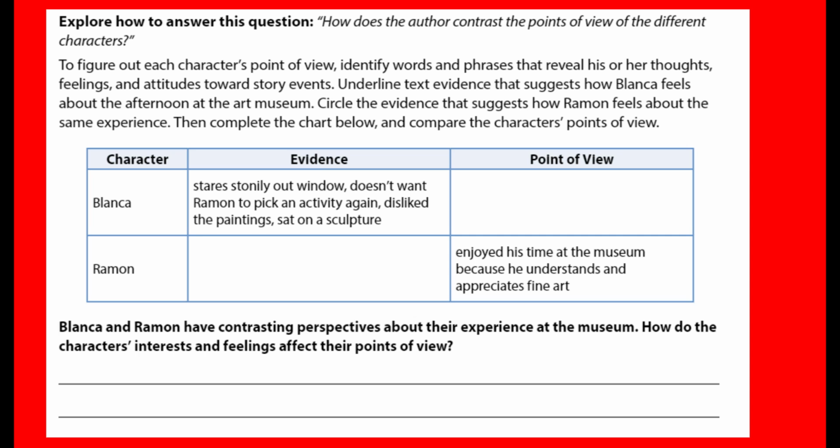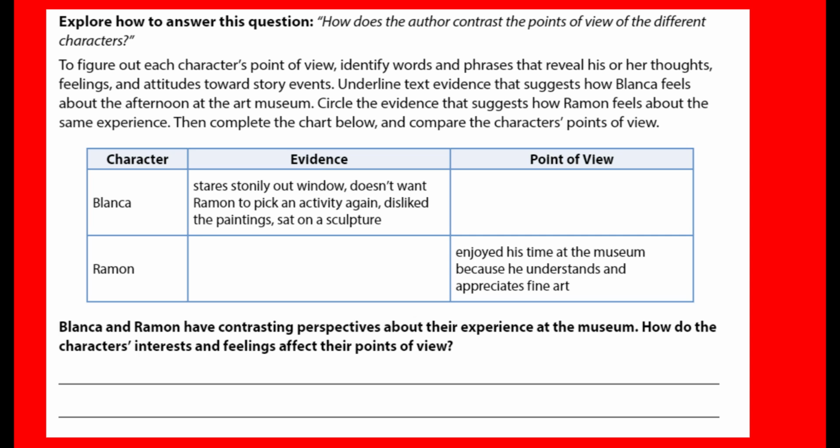We know she's staring stonily out the window. She doesn't want Raymond to pick an activity again. She wasn't very pleased with his choice in the museum, right? And she disliked the paintings. She didn't understand them, right? She said that it looked like people just threw paint all over a canvas at random. And then at the end of the day, she sat on a sculpture.